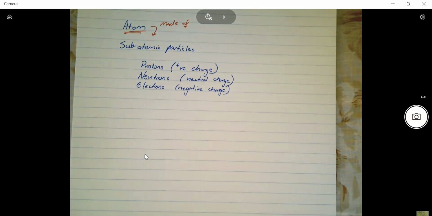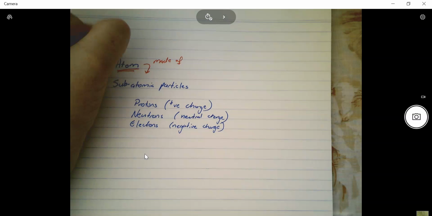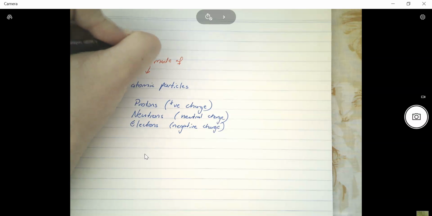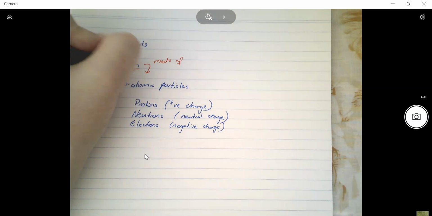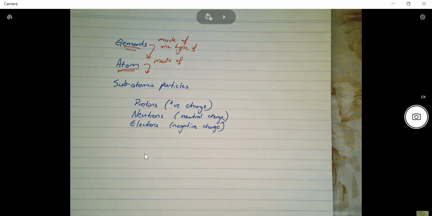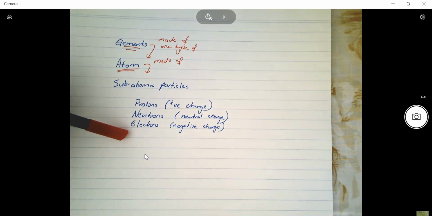Okay, these are made of subatomic particles. Even further above that, if we look at the definition we just talked about, we have elements, okay, which are found in the periodic table. Elements are made of atoms. I'm going to say made of one type of atom. Okay, so for example, if we look at the element hydrogen, made up of one type of atom, which is a hydrogen atom. Okay, atoms are made up of subatomic particles, protons, neutrons, and electrons.